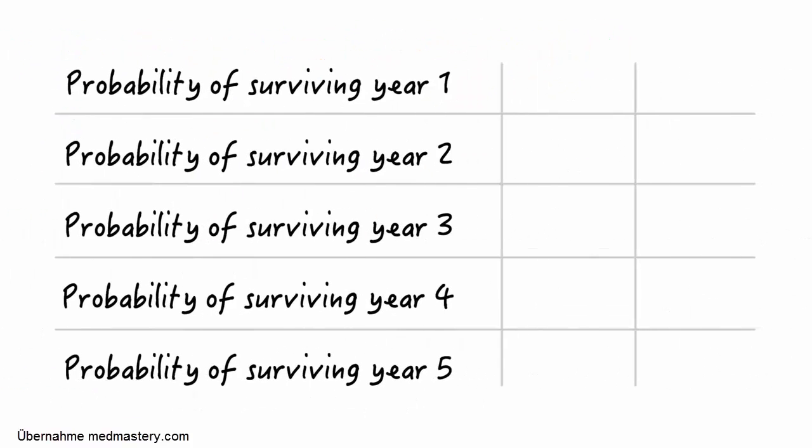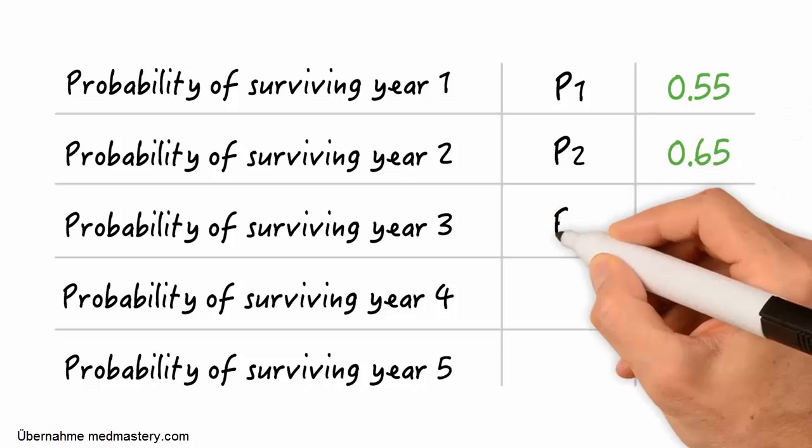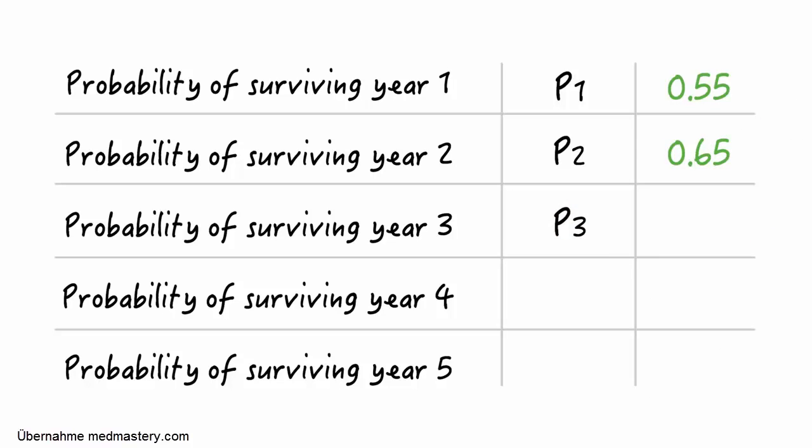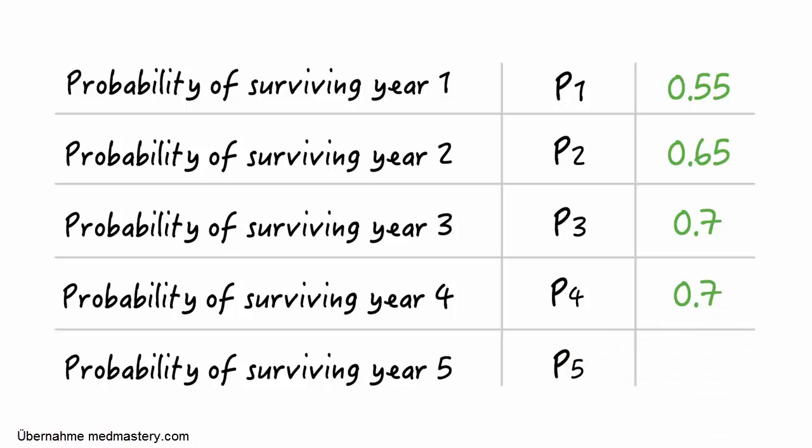Let's put these probabilities into a table. So the probability of surviving year 1 was 0.55. The probability of surviving year 2 in patients who survived year 1 was 0.65. The probability of surviving year 3 in patients who survived year 2 was 0.7. The probability of surviving year 4 in those who survived year 3 was 0.7, and the probability of surviving year 5 in those who survived year 4 was 0.8.